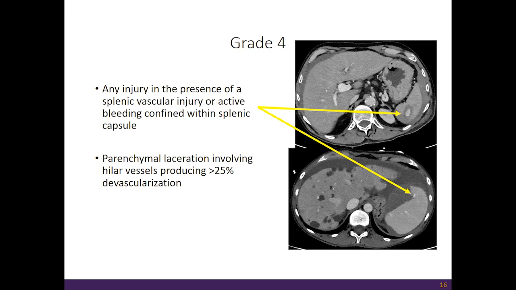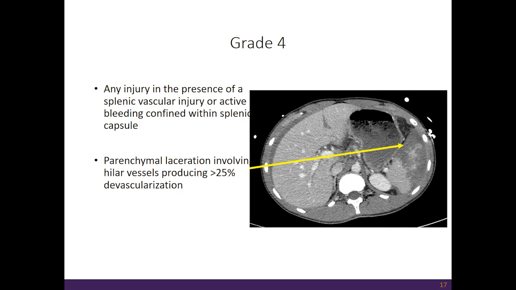The grade 4 injury is any injury in the presence of splenic vascular injury or active bleeding confined within the splenic capsule. You can see there are 2 areas of hyperattenuation within the spleen confined to the capsule, indicating active bleeding. Parenchymal laceration involving hilar vessels producing greater than 25% devascularization. And here's a case that had parenchymal laceration involving the hilar vessels producing a greater than 25% devascularization. As you can see, the hypoattenuation involving a large portion of the anterior aspect of the spleen.